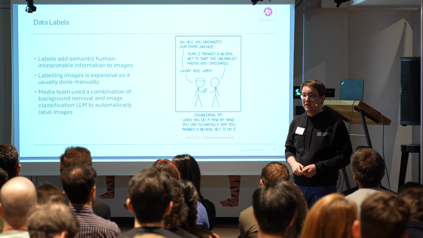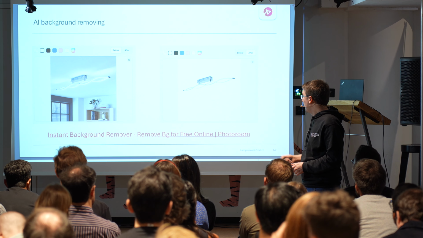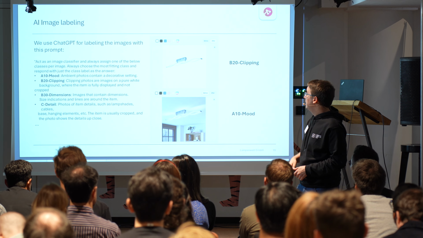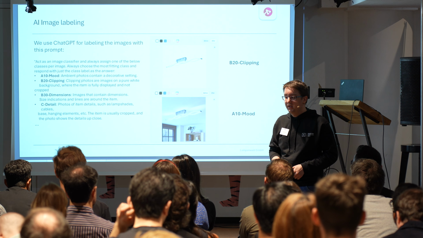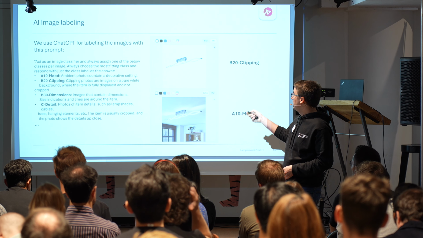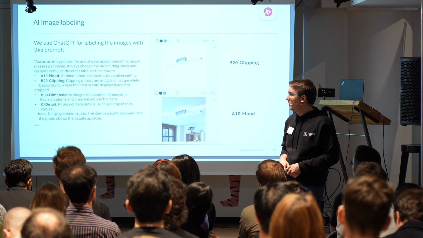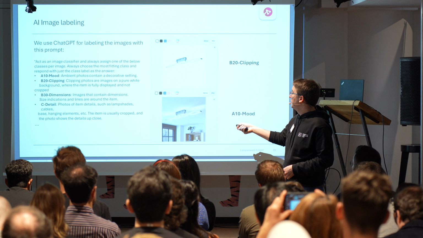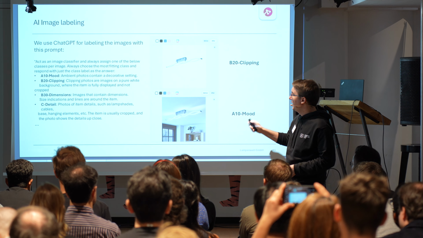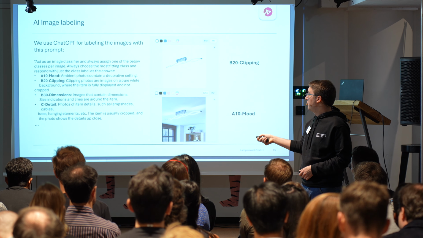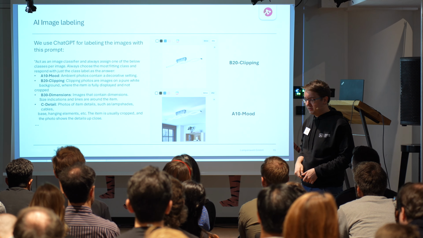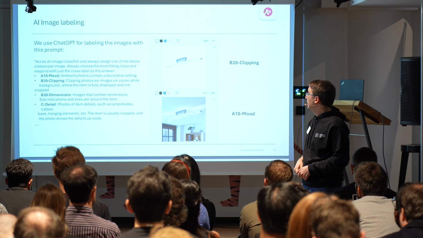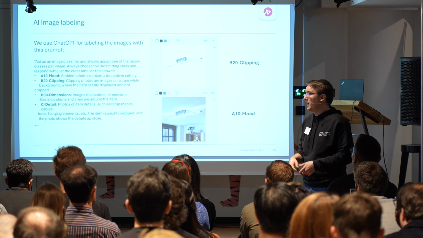They started with some AI background removal to remove the background, so we have at least one clipping image for all products. And then they used a prompt and asked ChatGPT to label images based on what ChatGPT sees on the image. So we had this mood, we had clipping, dimensions, and detail, and some more labels. But what we were most interested in is, of course, the clipping image. So this is what we actually wanted, and they gave it to us.